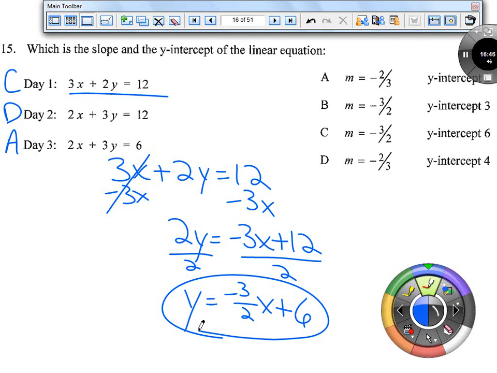Actually, now I can tell the slope real quickly. The slope is negative 3 halves. It's that right there, slope. And then the y-intercept is that, so it's 6. So that's why it's this one.